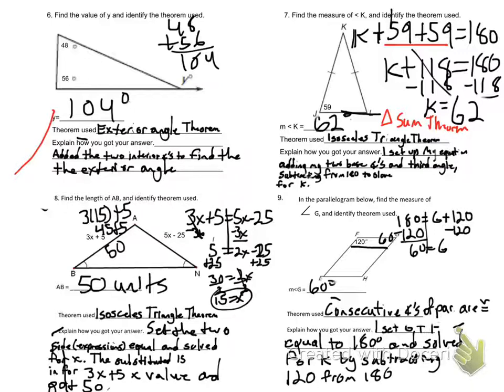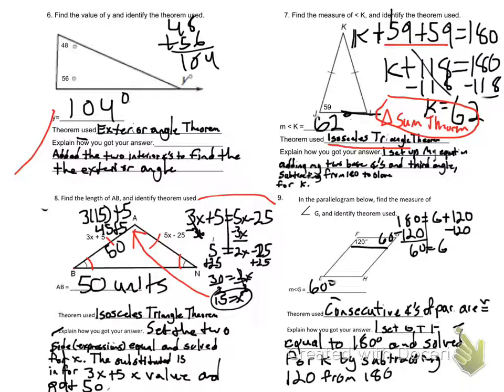Alright. Number 8 here, find the length of AB. I got 50 units. I used the isosceles triangle theorem. The one up top, number 7, is basically the triangle sum theorem, but you have to know the isosceles triangle theorem in order to set that up. Know the properties of isosceles triangles. Anyways, right here, this is the isosceles triangle theorem. We set the two sides equal to each other because we know isosceles triangles have two equal base angles and two congruent sides. We solve for x right here, and we get x equals 15. Then I take 15 and plug it back in, and I get 3 times 15 is 45 plus 5 is 50.